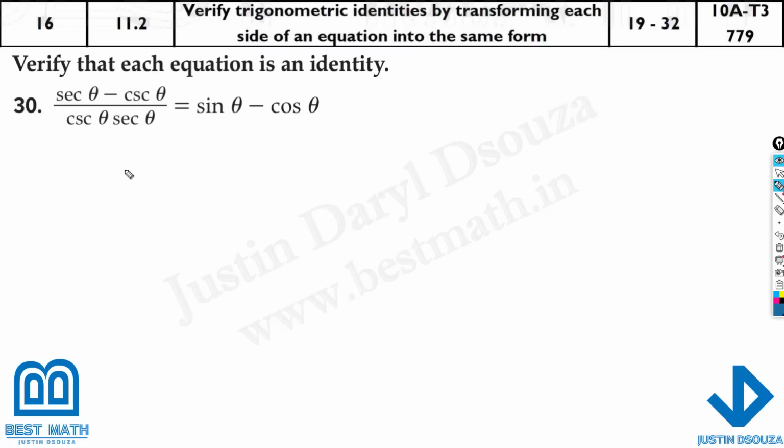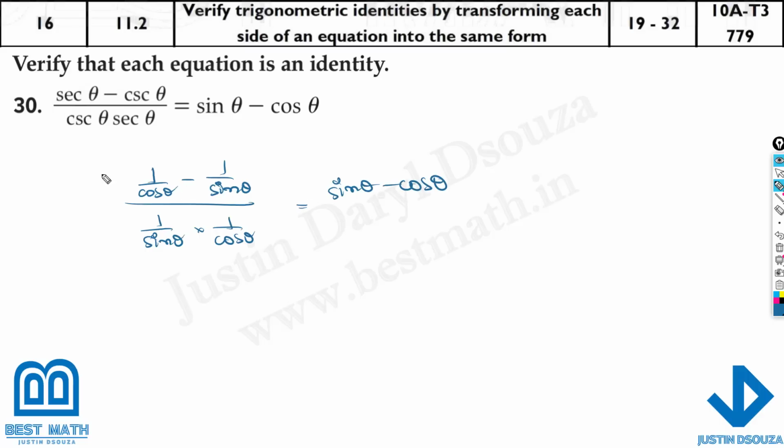Here, secant theta is 1 by cosine theta minus 1 by sine theta. Now this is going to be taking common denominators. It's again 1 by sine theta multiplied by 1 by cosine theta. That should be equal to sine theta minus cosine theta. Now here I need to multiply sine theta by sine theta, so that I'll have the same denominators. Over here, what do I do? Multiply it by cos theta by cos theta, because cos theta is here, so this multiplies up and down on the other side. Sine theta is already there in the denominator, so it goes up and down on the other side.